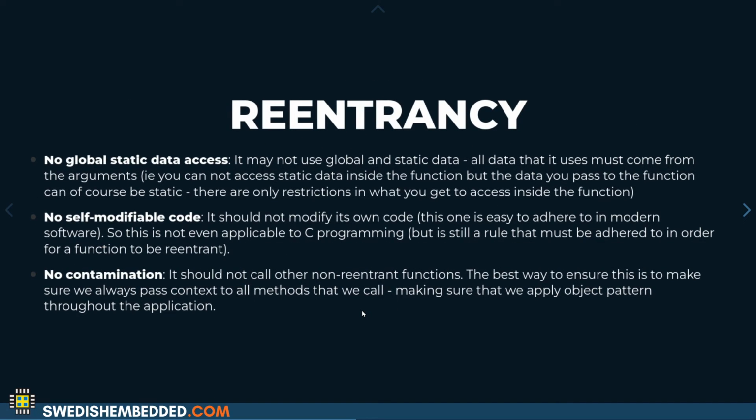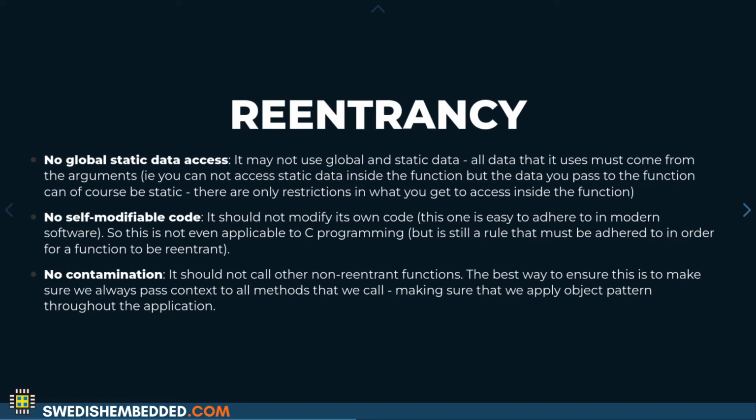Another big side effect of using the object pattern in the way that I just described is that you're making your functions reentrant. And reentrancy basically means that you can call the function from different threads, and you will always get the same result provided that you pass exactly the same data. So the function can be entered from multiple threads safely. That's basically what reentrancy means.